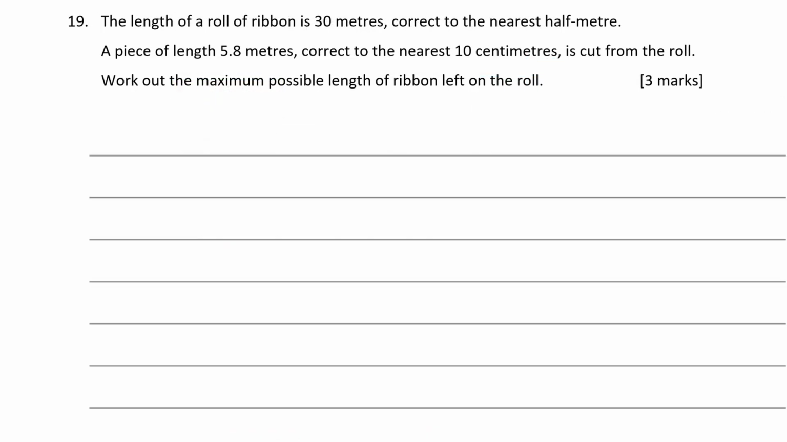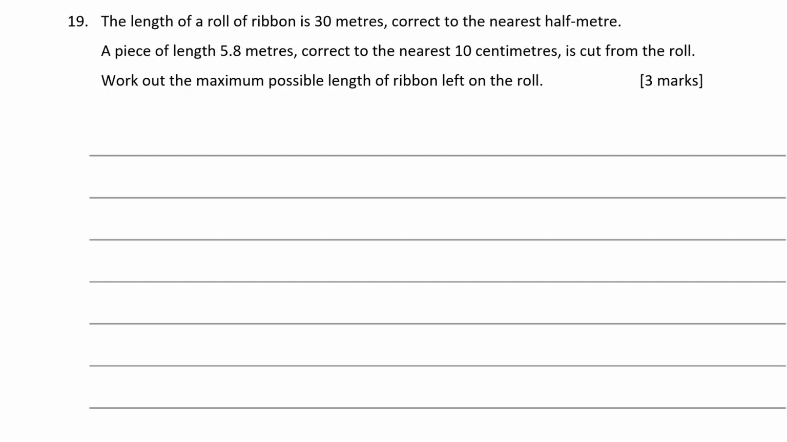Question 90. The length of a roll of ribbon is 30 meters, correct to the nearest half a meter. A piece of length 5.8 meters, correct to the nearest 10 centimeters, is cut from the roll. Work out the maximum possible length of ribbon left on the roll.